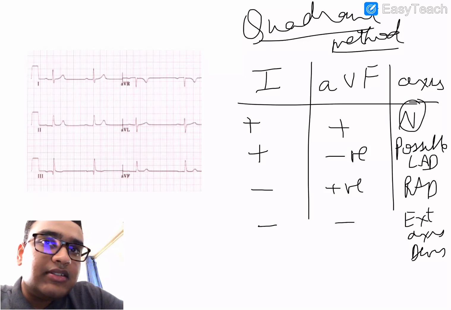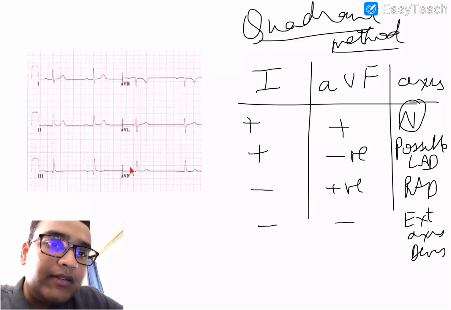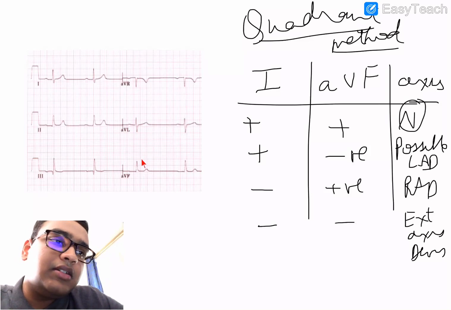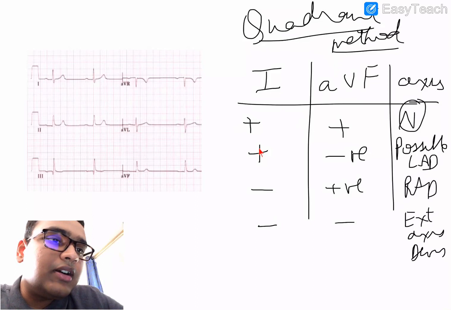So let's look at this ECG. Lead 1 is positive, AVF is positive. So this is a normal axis ECG. Now we look at left axis deviation. In left axis deviation, lead 1 is positive and AVF is negative. So this you can indicate as possible left axis.